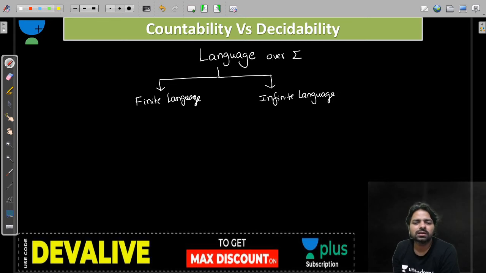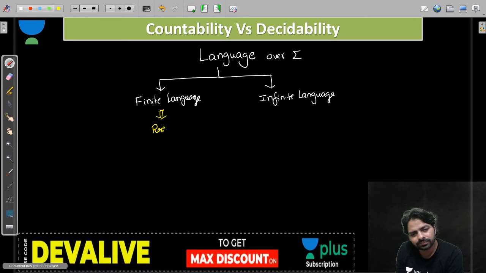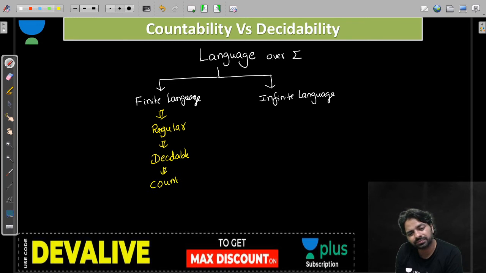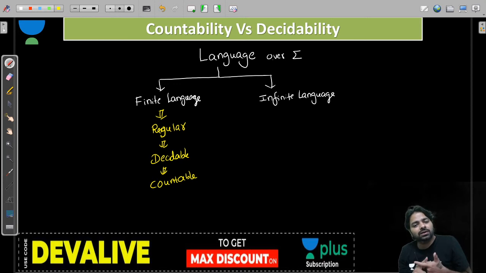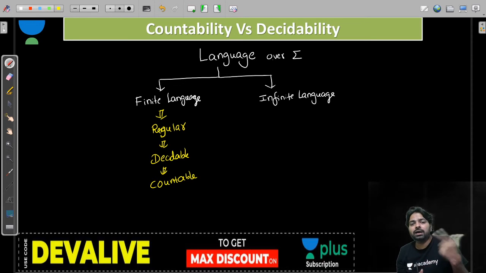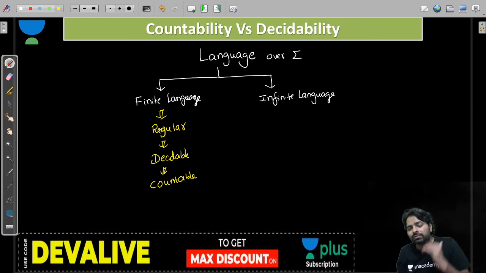Now here onwards, we will consider a different way. Every finite language is what? Regular. So definitely you can say this is decidable, and every decidable language you can say is countable, no doubt about it. Look at how I convert from one word to another. Every finite I can say regular, but regular doesn't mean finite. That may or may not. So one direction is always true.